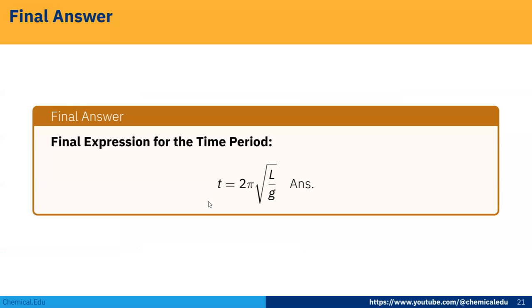So the final expression for the time period T is equal to 2 pi root over L by g. That is the answer. That's it.